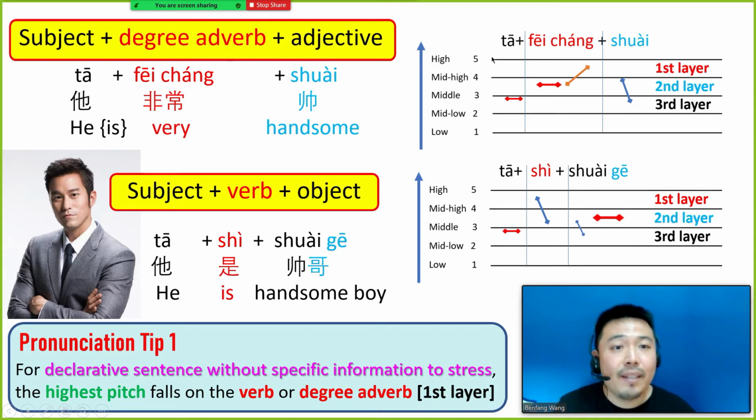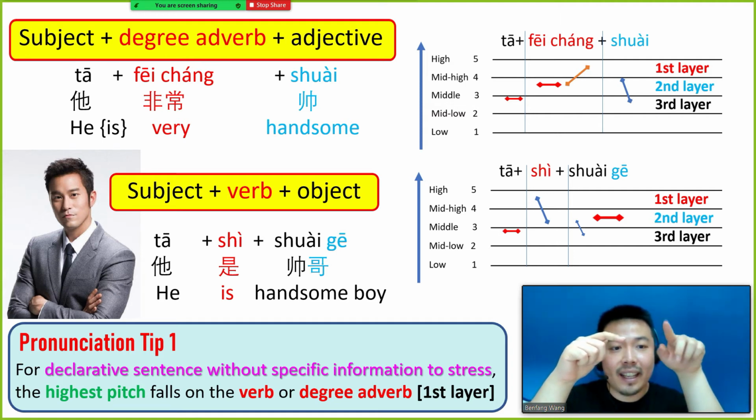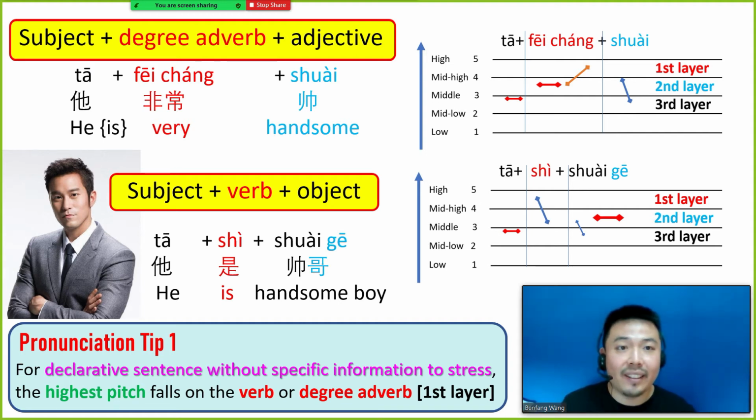He is very handsome. 他非常帅，他非常帅。非常 is the chunk that goes to the higher pitch layer. And within 非常, 长 is the second pinyin with the tone mark, so 长 goes to the first layer. 他非常帅，他非常帅。The next one, he is a handsome guy.